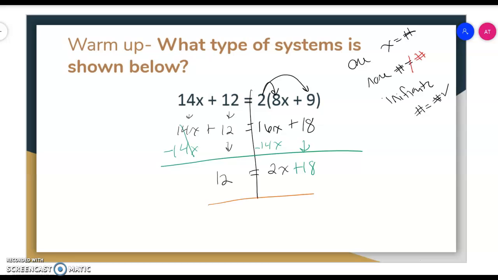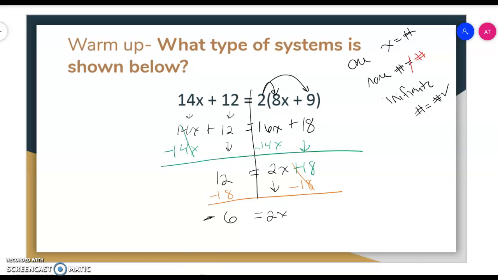Now, is x by itself? Nope, I still have that 18. What I need to do is get rid of the 18 so that I can have 2x by itself, and then I can move to the next step. So 12 minus 18 is going to give me a negative number. And it's going to give me a what? Negative 6.